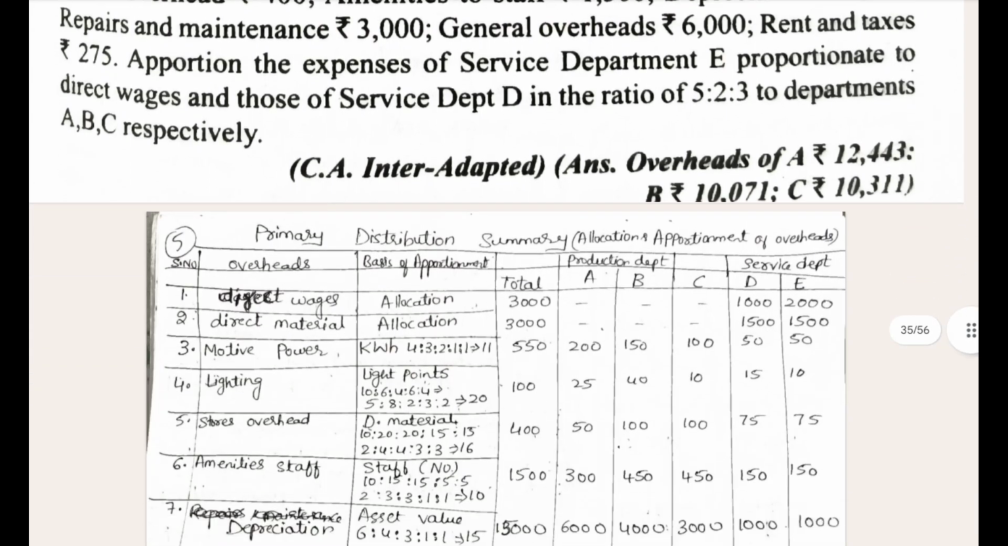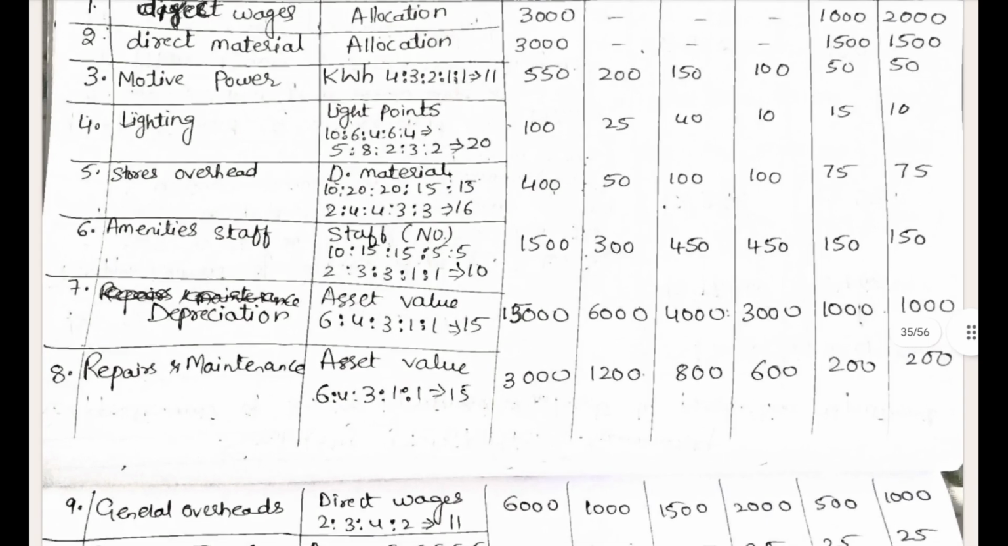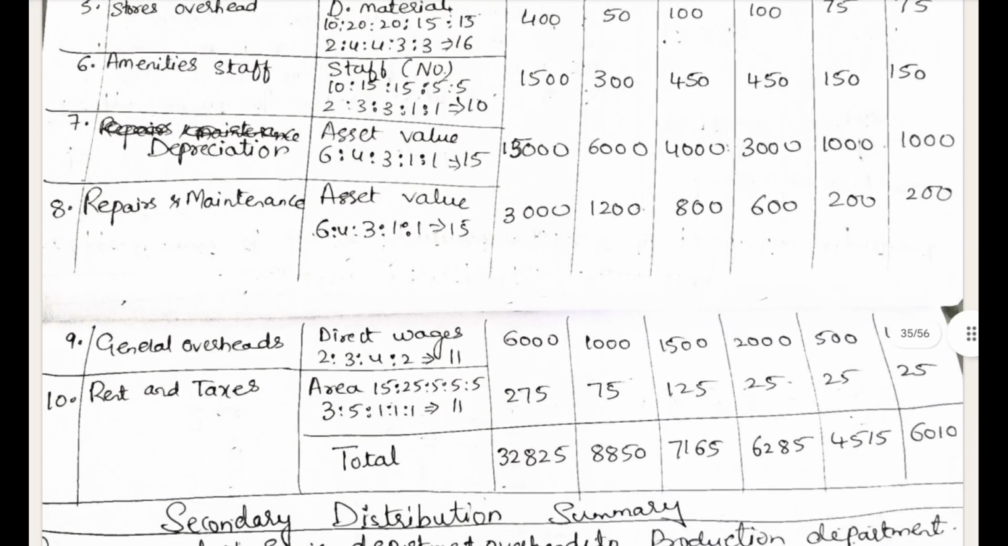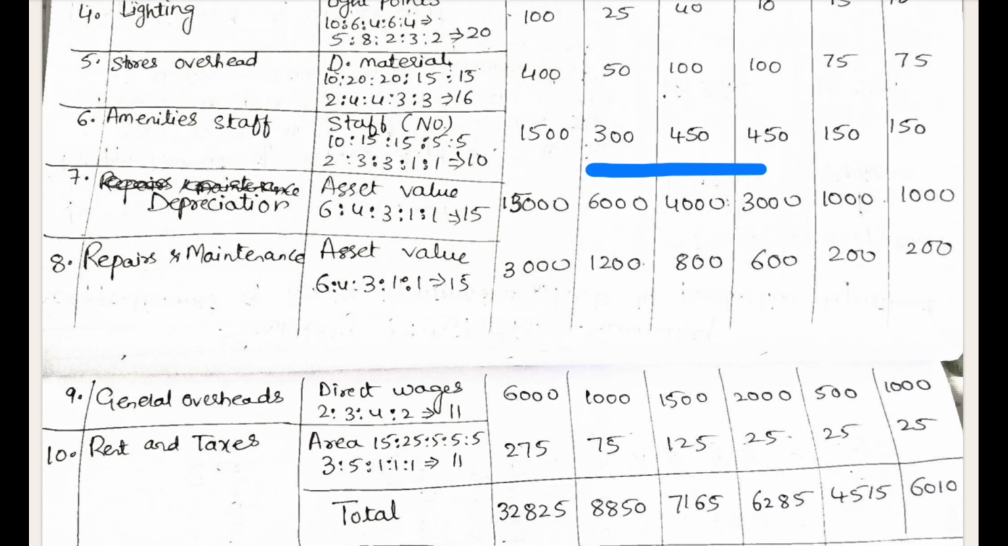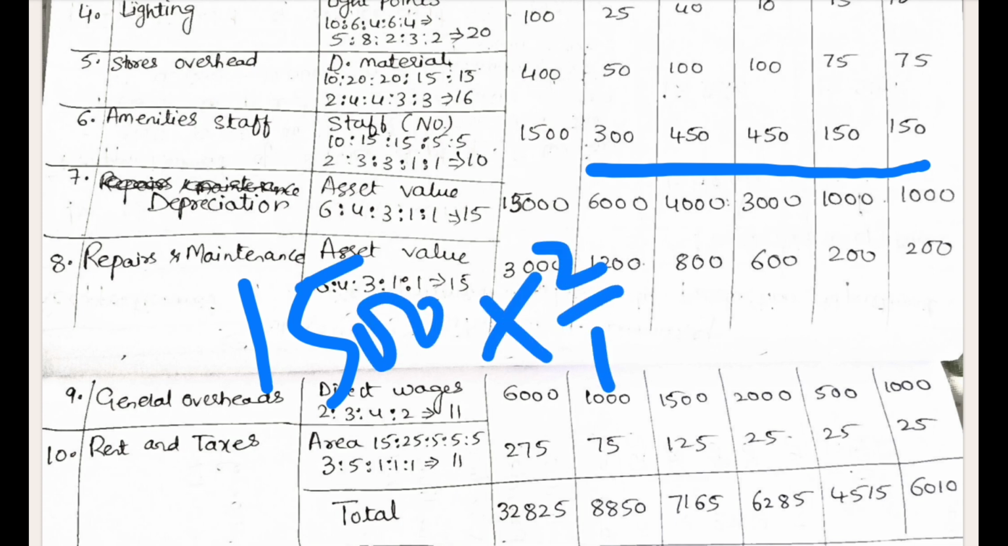Now we are distributing here. See here, amenities to staff overheads. Staff number 10, I have simplified. So total we are getting 10. The total amenities to staff amount is 1500. So 1500 we have to distribute among these 5 departments. How do we distribute? 1500 into 2 by 10, we will get 300. 1500 into 3 by 10, 450. 1500 into 3 by 10, 450. 1500 into 1 by 10, 150. 1500 into 1 by 10, 150. Like this we have to distribute.